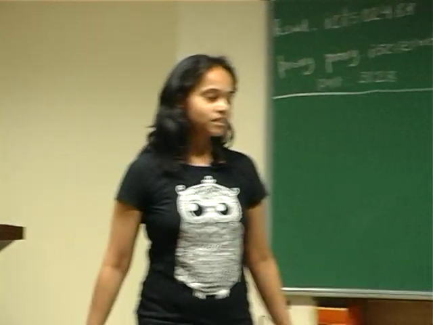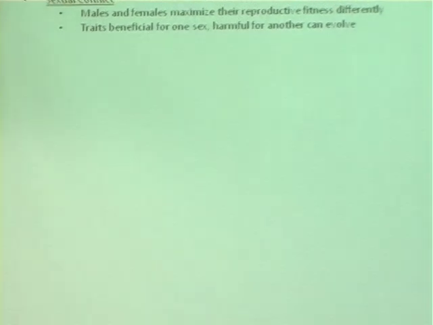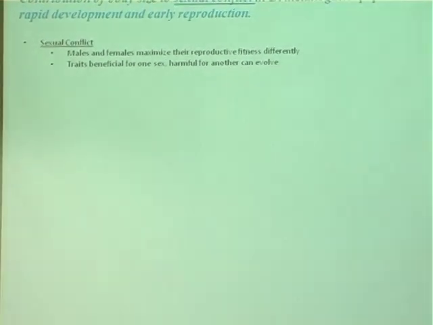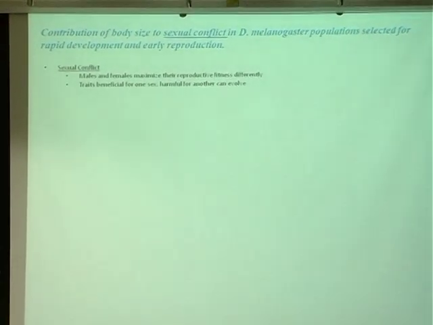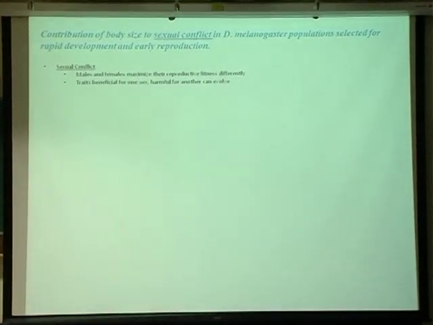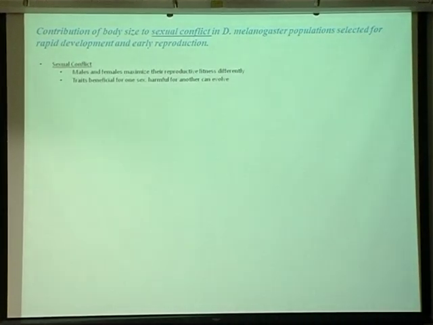So sexual conflict is basically conflict that arises between the sexes, and that essentially happens because males and females differ in the ways in which they maximize their reproductive fitness. And therefore, one can imagine that traits that might be beneficial for one of the sexes, because the two sexes interact, can simultaneously also harm the other sex. And that would result in conflict between the sexes. And if that happens, the other sex is expected to evolve some sort of defenses against these traits.